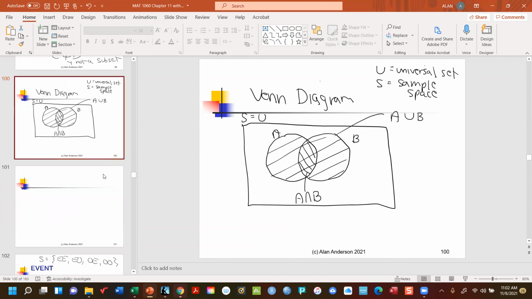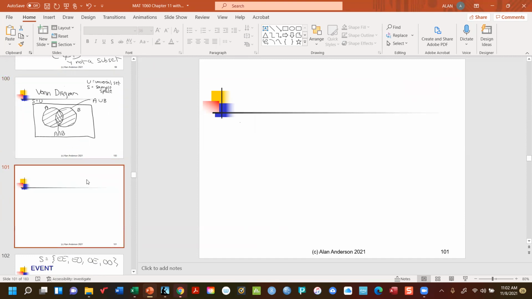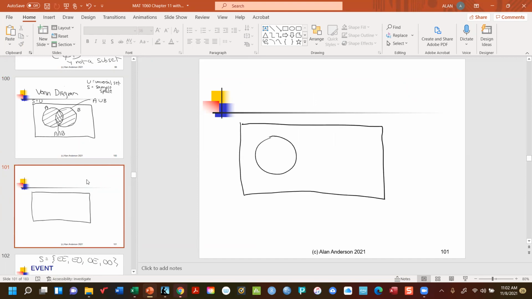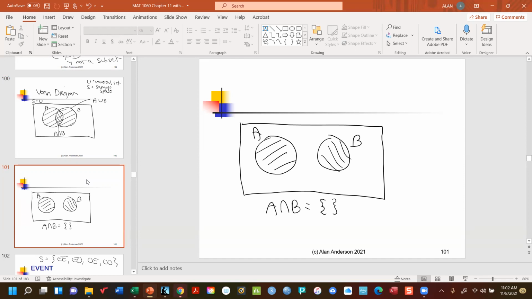All right, now, what else can we do with this? I'd like you to see this important relationship. Suppose A and B have no elements in common. The intersection between A and B is the empty set. They have nothing in common. A and B are mutually exclusive.